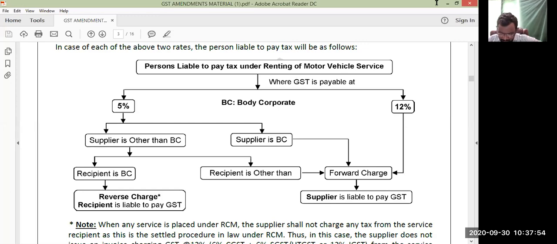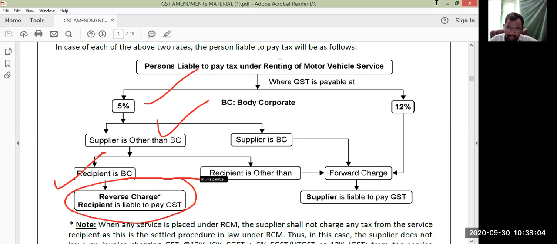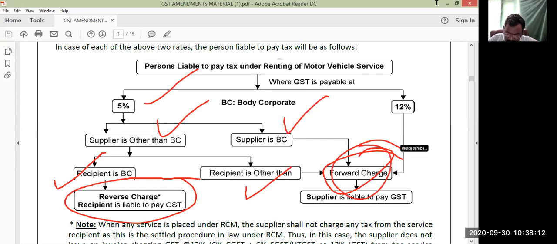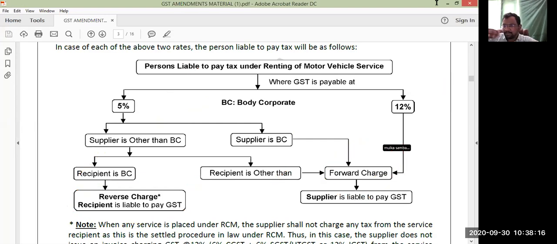So if the supplier chooses to pay the tax at the rate of 5%, the supplier should be any person other than a body corporate, and the recipient must be a body corporate, then only reverse charge mechanism. If the recipient is other than a body corporate, forward charge. If the supplier is a body corporate, forward charge. If the supplier chooses to pay the tax at 12%, forward charge. All these situations we have seen in a table.